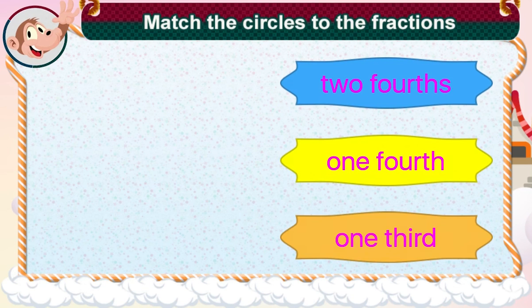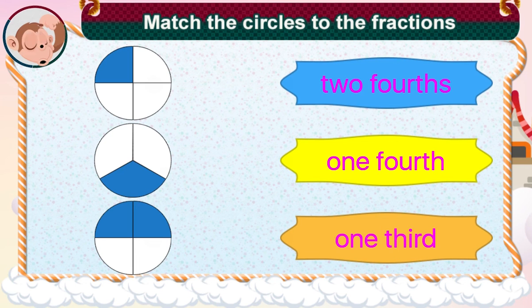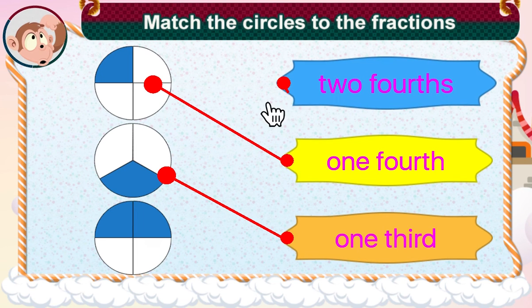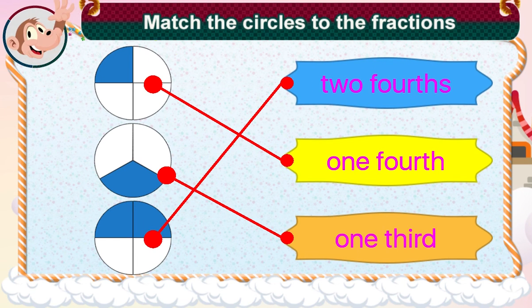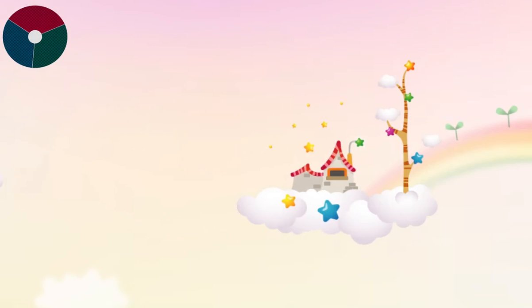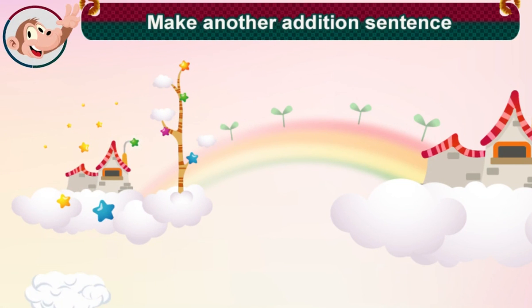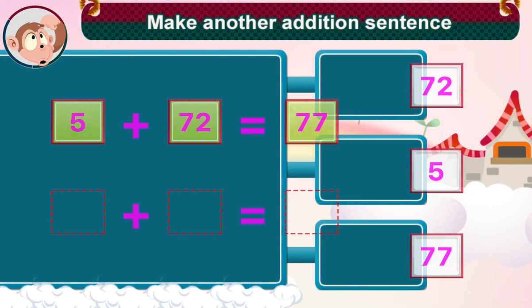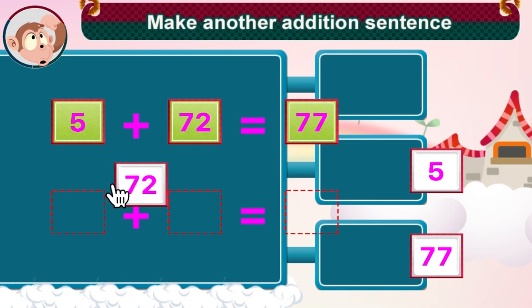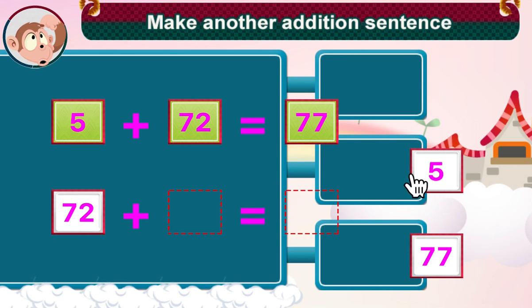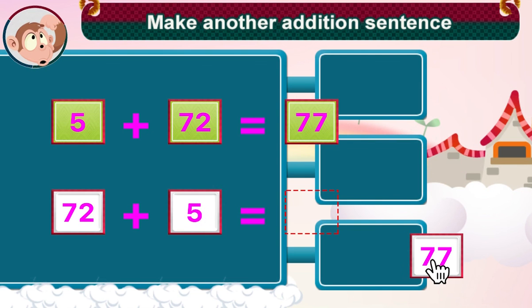Match the circles to the fractions. 1/4, 1/3, 2/4. Make another addition sentence. Seventy-two, five, seventy-seven.